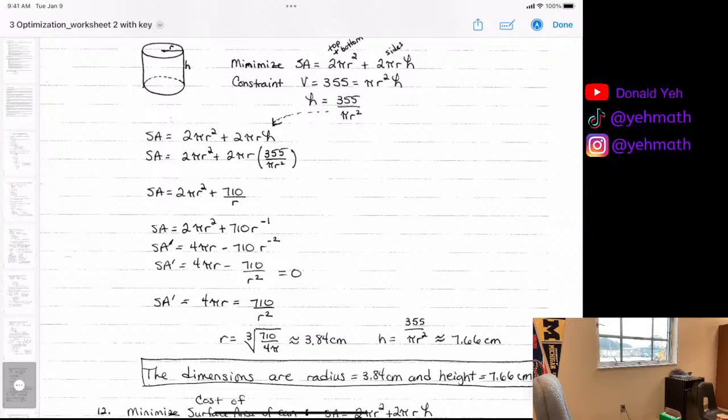So we want to find the derivative of the total cost. So we need to solve for h. So V equals 300. H equals 300 divided by pi r squared. The total cost is 2 pi r squared times 300.